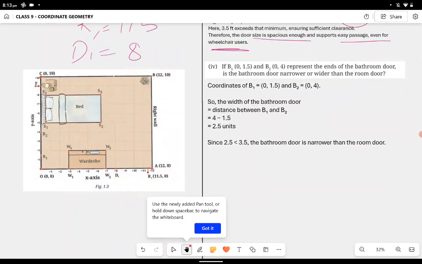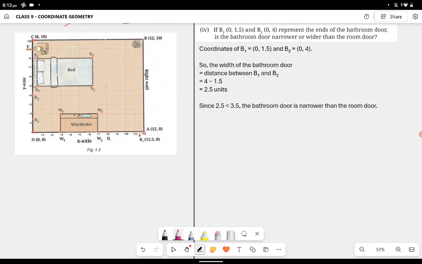Now, question 4. If B1 (0, 1.5) and B2 (0, 4) represent the ends of a bathroom door, is the bathroom door narrower or wider than the room door? So here B1 lies here and B2 is here. First let's find out the coordinates of B1 and B2, which are already given in the question. So B1 is (0, 1.5) and B2 is (0, 4).